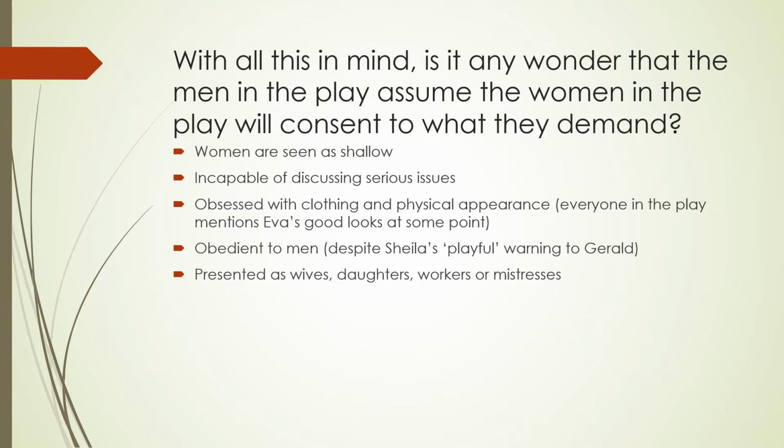It shows that women are obedient to men, especially Mrs. Birling's deep-rooted Victorian values. Actually, though, with Sheila, you could argue there's a playful warning to Gerald about what he was doing during the summer when he was away for a long time. So it shows again Sheila is that vehicle for change, that generational gap between her and her mother. Now, the women within the play are not shown as of any importance. They're either shown as a wife, which is Mrs. Birling, a daughter, Sheila, a worker, Eva Smith, Edna, or mistresses, again linking into Eva Smith, Daisy Renton, women of the town.